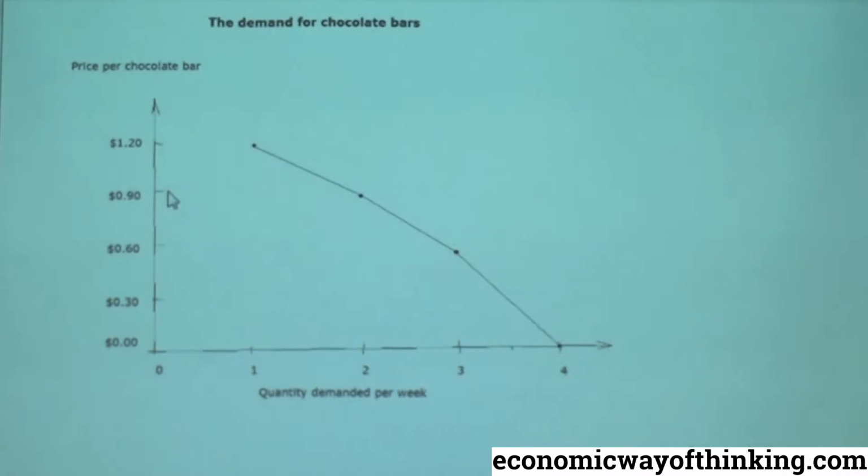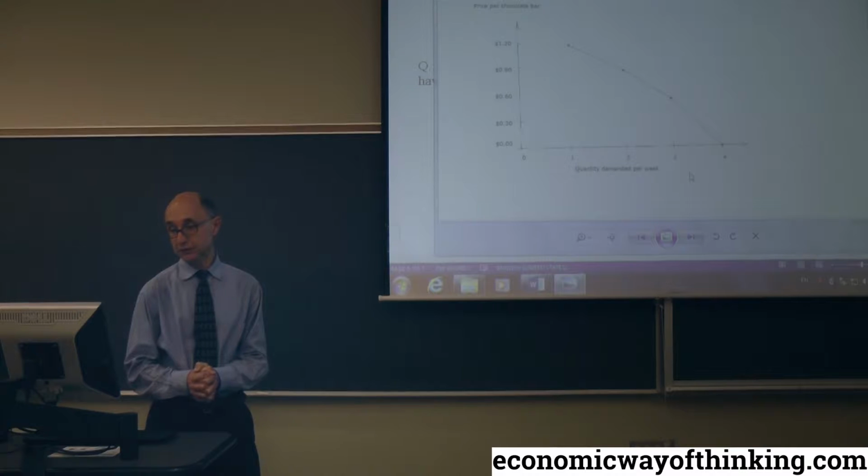So at the price of 90 cents, we will be buying 2 bars. At the price for 60, we will be buying 3 bars. And when the price of 0, we will be buying 4 bars. So this is the downward sloping demand curve that you've been introduced to in chapter 2.